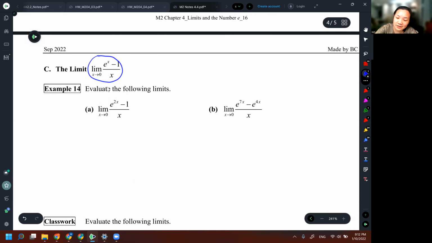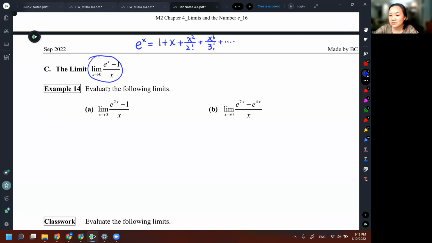Now this limit. How do I figure out this limit? Of course, you can do experiment and guess. But there is a quicker way if you know how to change the exponential to polynomial. Remember, e to the power x equals 1 plus x plus x squared over 2 plus x cubed over 3 and so on. And then if you have e to the power x minus 1, so I have -1 on the left, and then this one is gone, right?